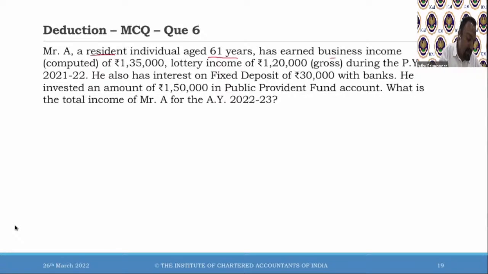He has earned business income, computed, that is 1,35,000, 1,20,000 of lottery income. He also has an interest on fixed deposit of 30,000 with banks. So now he invested an amount of 1.5 lakhs in public provident fund. What is the total income for assessment year 22-23?